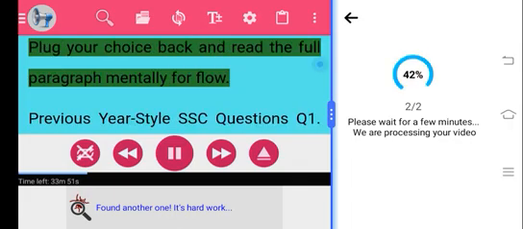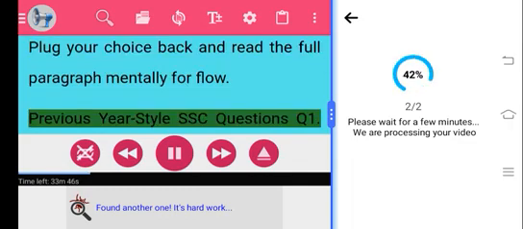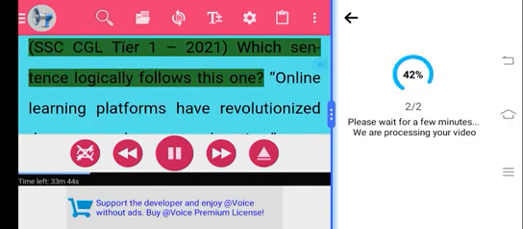Read the full paragraph mentally for flow. Previous year's style C questions. Q1. SSC CGL Tier 1 2021. Which sentence logically follows this one?